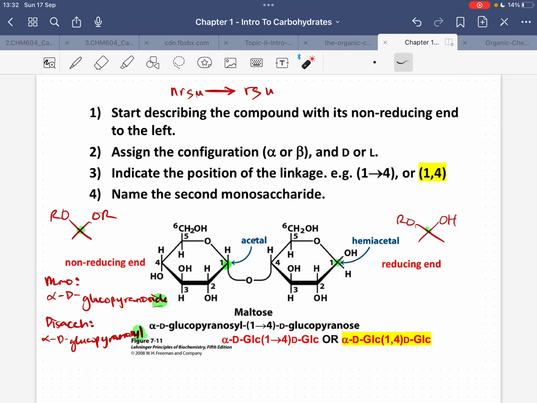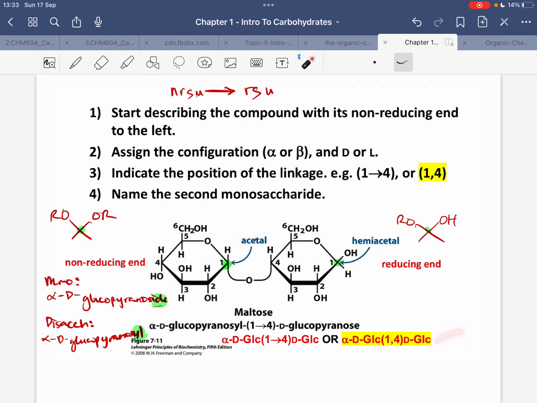Okay. So in this system or convention, there should be a dash with parentheses, 1, since related to the non-reducing sugar unit, it's at carbon 1. This is where the glycosidic linkage starts, and it is connected to carbon 4 of the reducing sugar unit. Okay. This is a 1,4 glycosidic linkage or glycosidic bond.